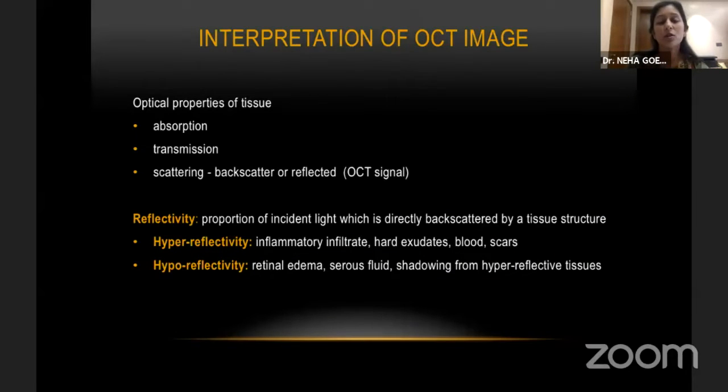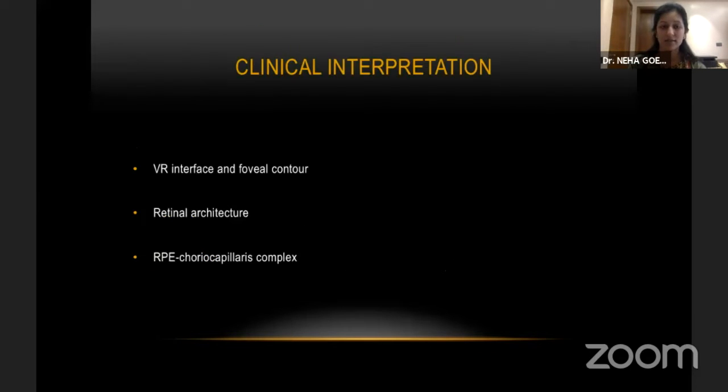So the interpretation of an OCT image depends on the optical properties of the tissue, namely absorption, transmission, and scattering. The backscatter, or the reflected light, is what is responsible for the OCT signal. So we have structures which are hyperreflective, such as inflammation, hard exudates, blood, and scars. And then we have structures which are hyporeflective, such as edema, serous fluid, and sometimes shadowing from hyperreflective structures.